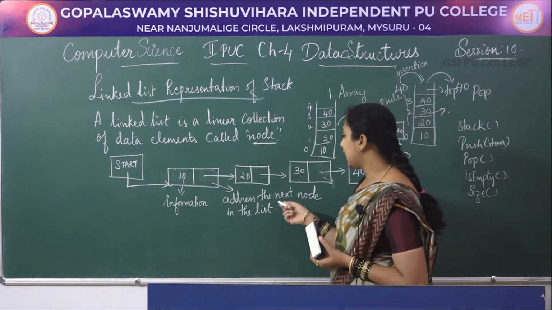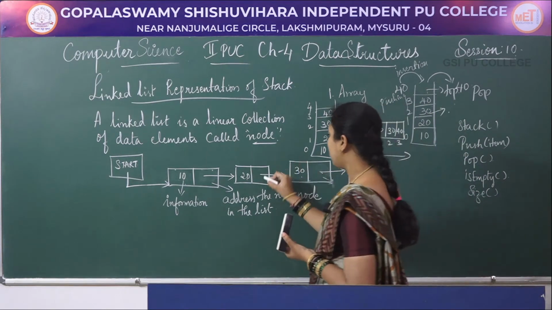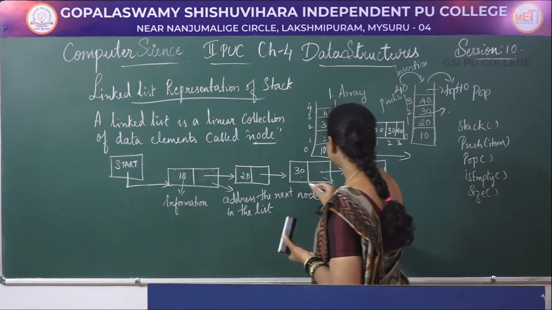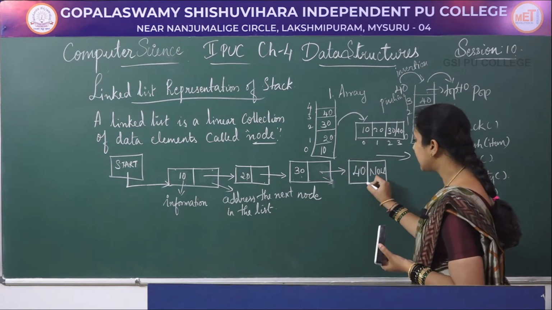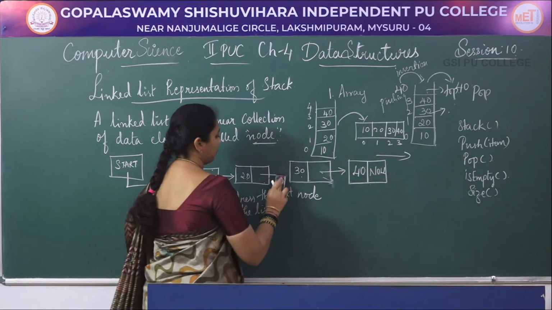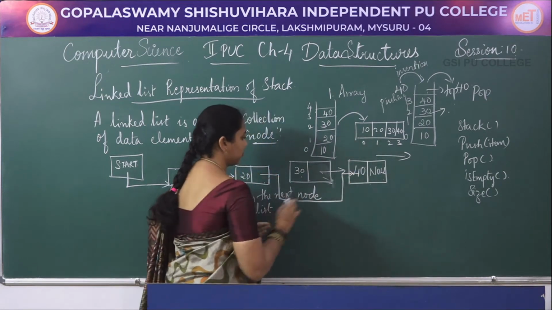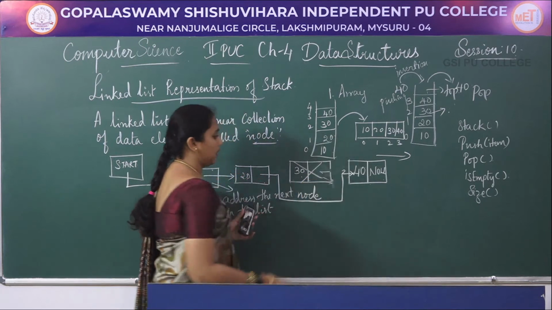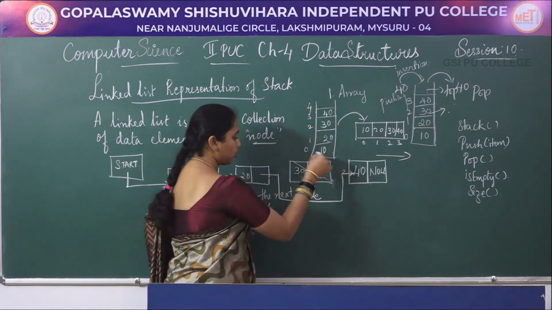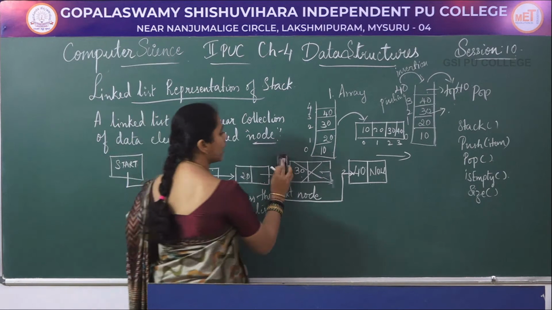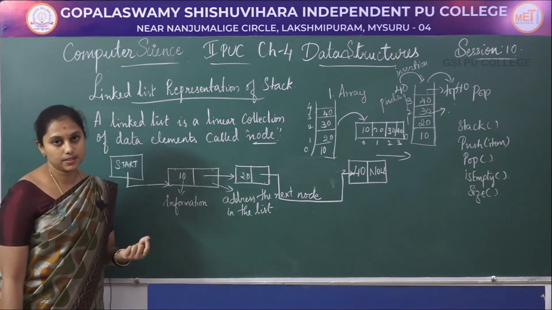But in a linked list, I can directly delete this item by providing the link of the last node to the previous node. See, I am deleting this element from the node. So I am providing the link of the next node to the previous node. So this is how we are performing insertion and deletion operations in a linked list.